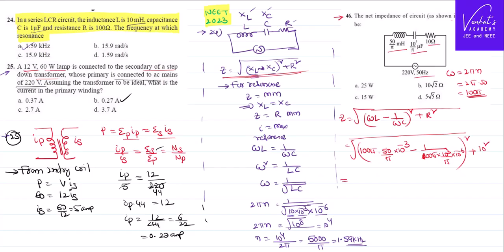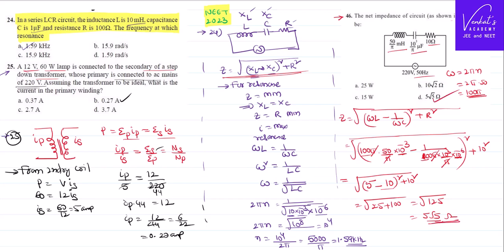Let us calculate this further. Here pi gets cancelled, here also pi gets cancelled. 100 into 50 is 5000 into 10 power minus 3, so what remains here is 5. Minus 10 power 2 and 10 power 3 gives 10 power 5, and with 10 power minus 6, 10 power minus 1 in the denominator becomes 10 power plus 1 in the numerator. Whole square plus 10 square. 5 minus 10 is minus 5, minus 5 whole square is 25, 10 square is 100, so 125. Square root of 125 can be written as 5 root 5. That's in ohms. That's the answer for the problem.